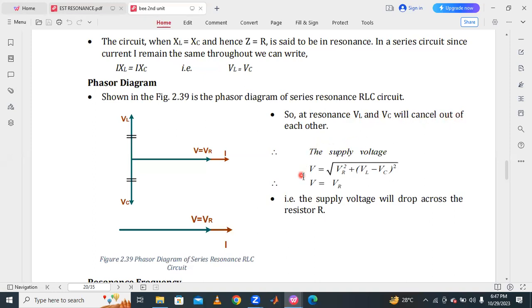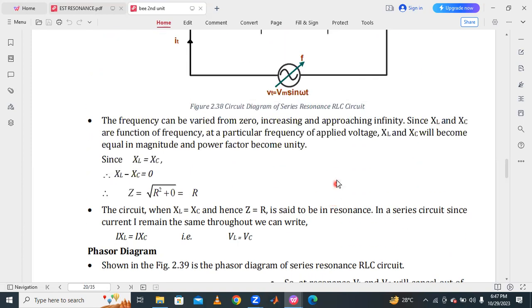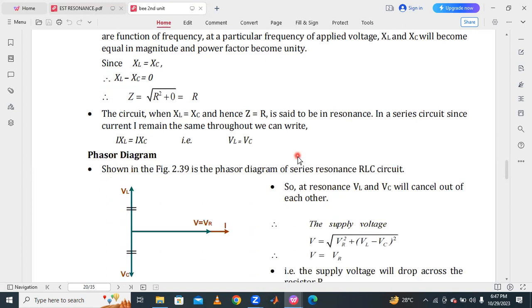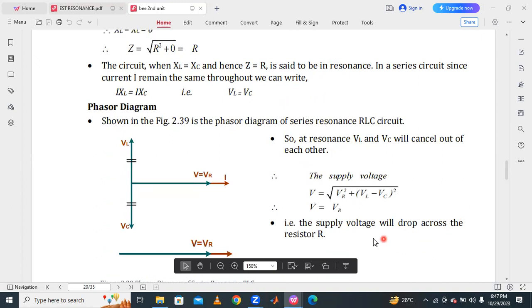Then the supply voltage V is equal to root of VR square plus VL minus VC whole square. Since VL minus VC is equal to 0, V is equal to VR. That is, the supply voltage drops across the resistor R only. There is no voltage drop across the inductor and the capacitor. Only the resistor has voltage across it; the supply voltage drops across the resistor.